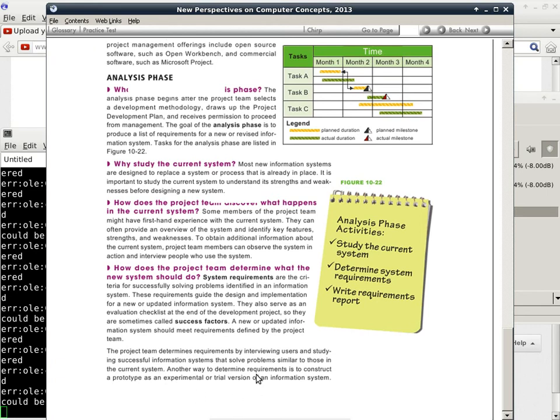Another way to determine requirements is to construct a prototype as an experimental or trial version of an information system. Now that can be costly, because it's kind of like you're trying to design a ship to transport goods and whatnot. You're trying to build a miniature version of the ship and then bring it through simulated storms and other types of factors and see how well the ship holds up against those elements. It can be very costly. That can be a very costly experiment.